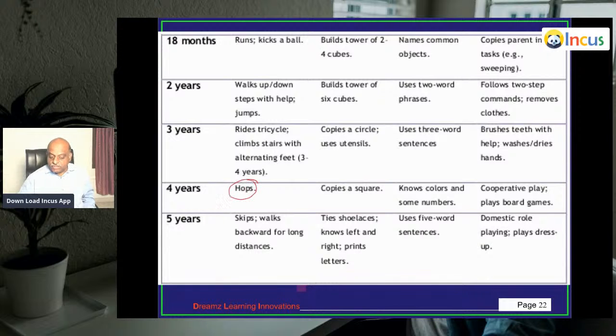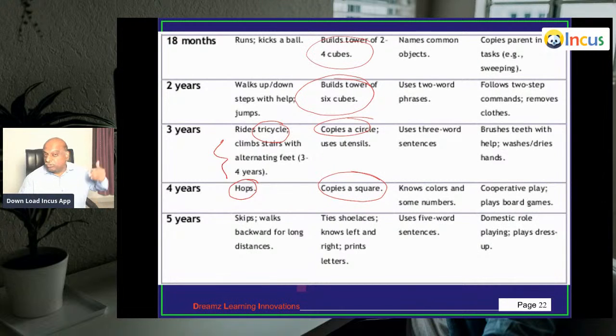Hopping by 4 years, tricycling by 3 years, climbing stairs with alternate feet by 3 years, copies a circle at 3 years, copies a square at 4 years. Builds a tower of 6 cubes by 2 years. Builds a tower of 2 to 4 cubes by 18 months. All these things. You have to be sharp, doctor, for tomorrow's exam.